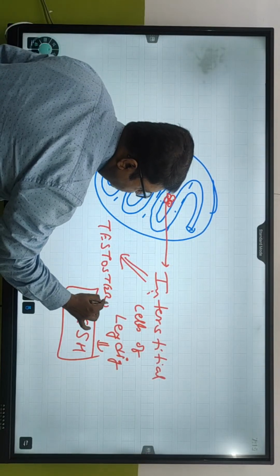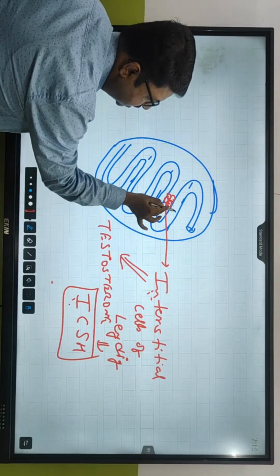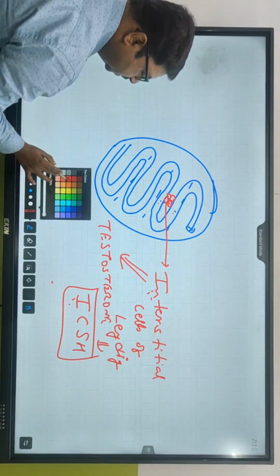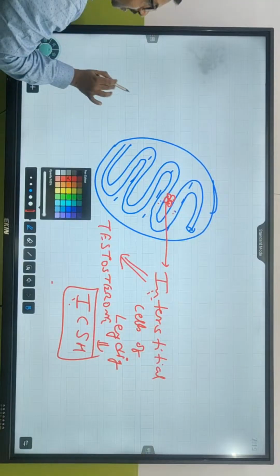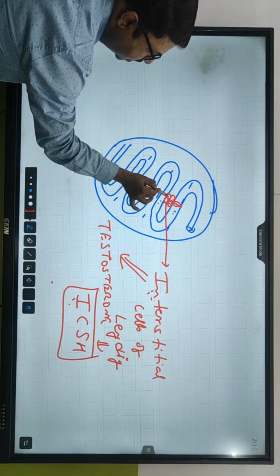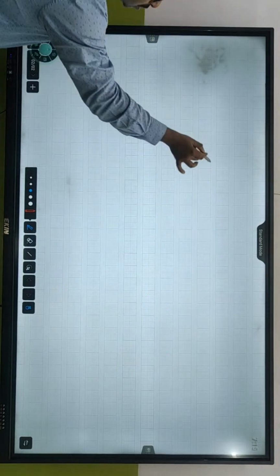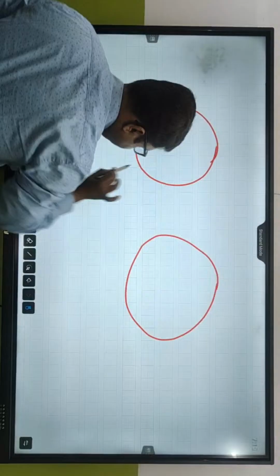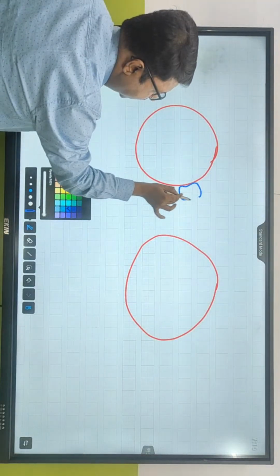Testosterone. So, interstitial cells of Leydig, which are present in between the two seminiferous tubules, help in the secretion of what? Testosterone. Now, consider if we cut this section of the two seminiferous tubules, it is going to look like this. Fine. And there are two seminiferous tubules, and in between, what is there?